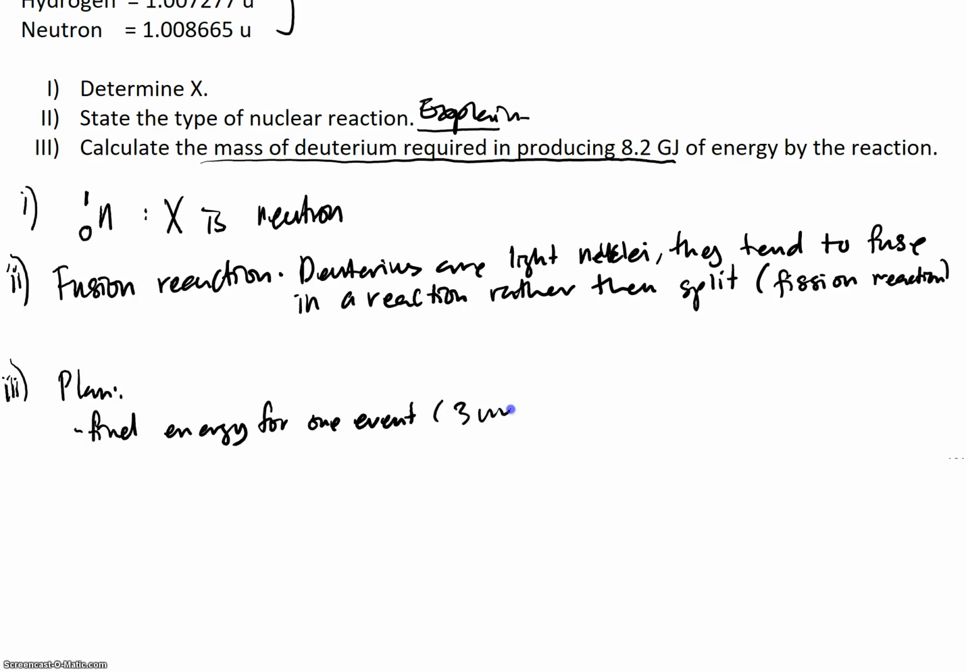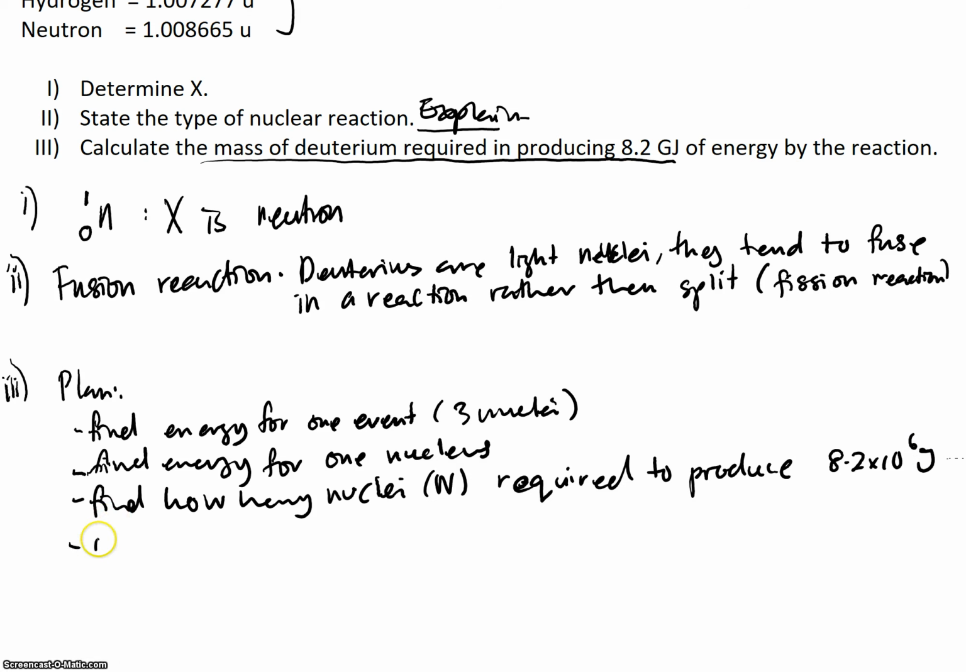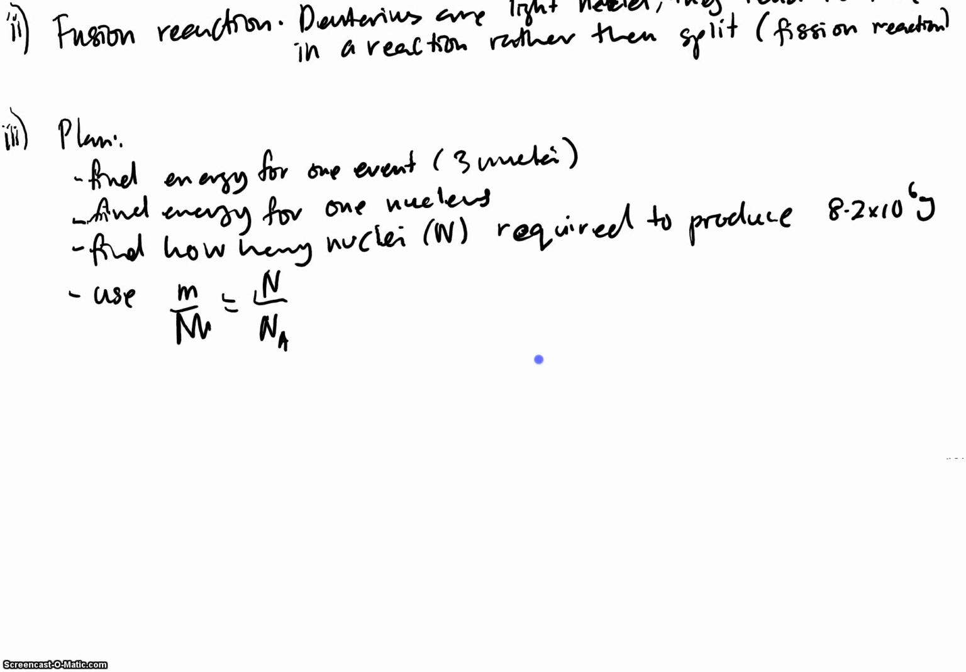So 3 nuclei. Next, the plan is to find the energy for one nucleus. The next step is to find how many nuclei, or you can say N, are required to produce whatever the question is asking, which is 8.2 times 10 to the power of 9 joule, giga being 9. And then lastly, we use this equation, m over molar mass equals N over Avogadro's constant. Yes, that's the plan. So let's get to it.